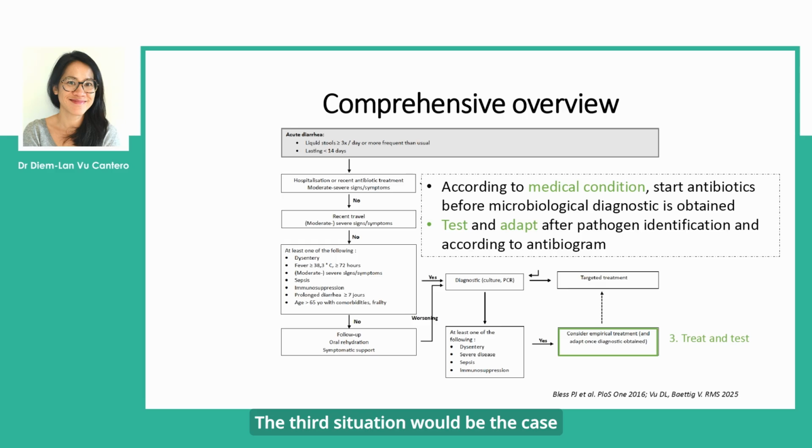The third situation would be the case of a patient with severe symptoms, such as presence of dysentery or sepsis, and these are signs of invasive disease. So you have to start antibiotics quickly and not wait for the results of the microbiological diagnosis. But in parallel, you have to test, and once you have the results of the pathogen, you have to adapt the treatment accordingly and according to the antibiogram.